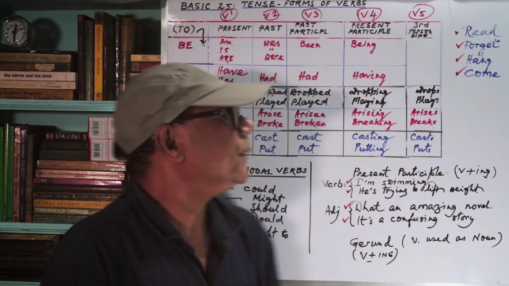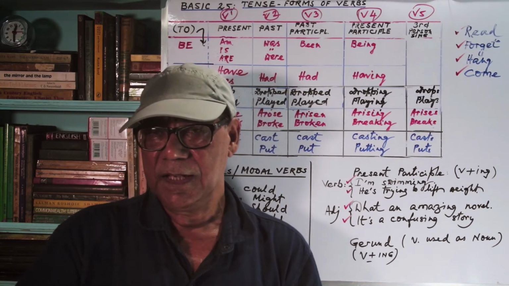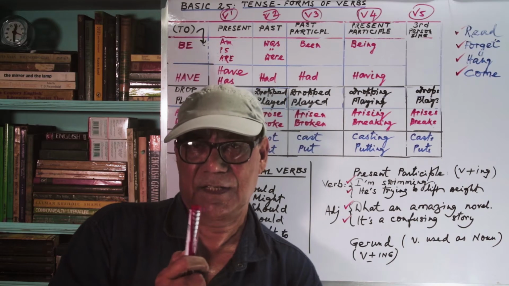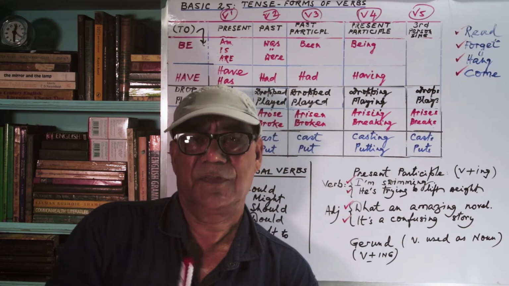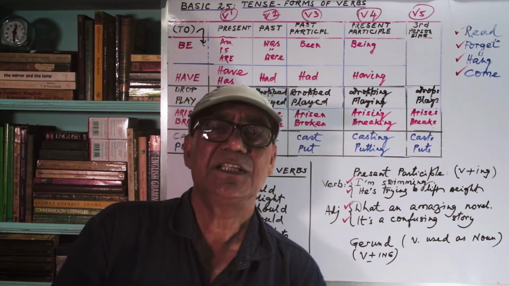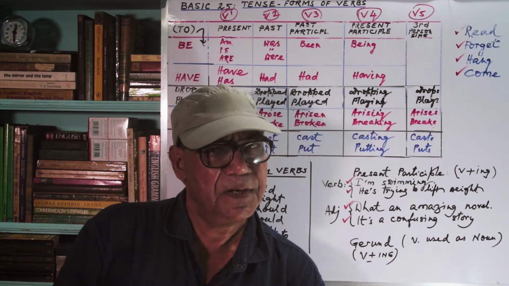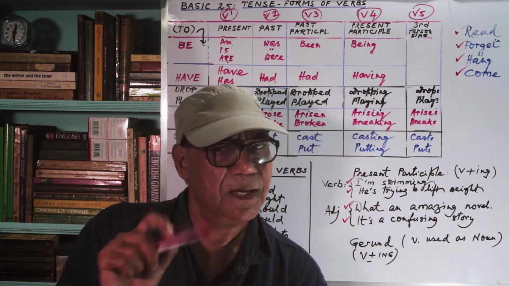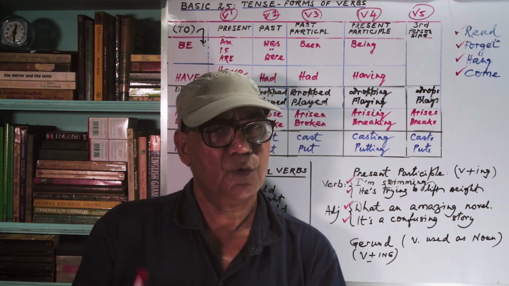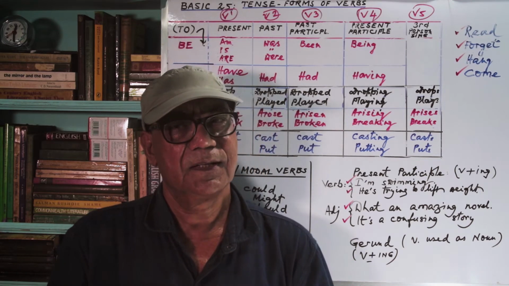Now, what about the past participle form? Past participle is been. Be is the root form. Then we have was as the past tense and been as the past participle form. And what is the present participle? Be plus ing, that is being. And what is the third person singular number form? That is is.